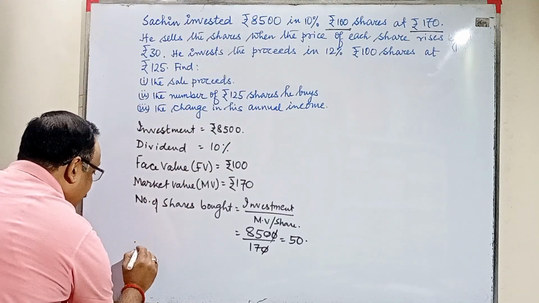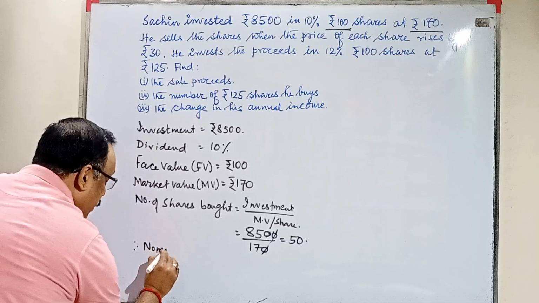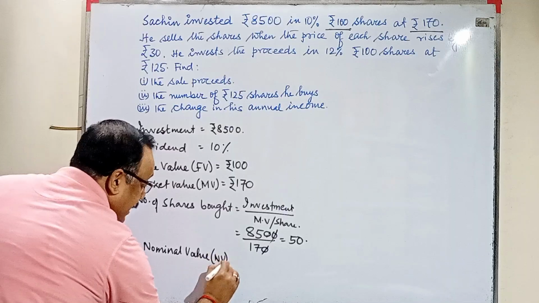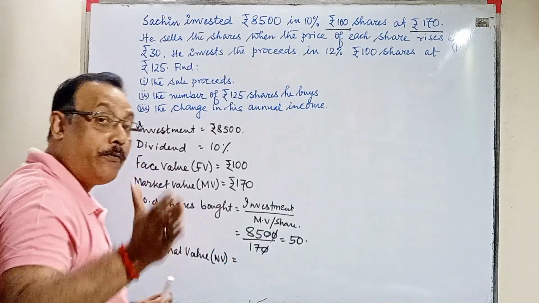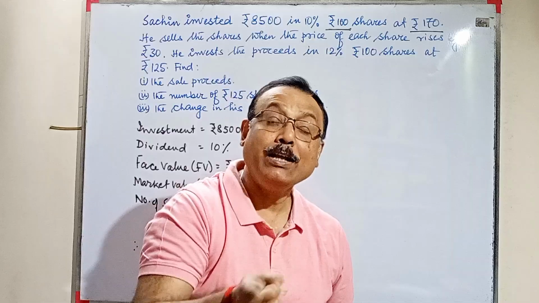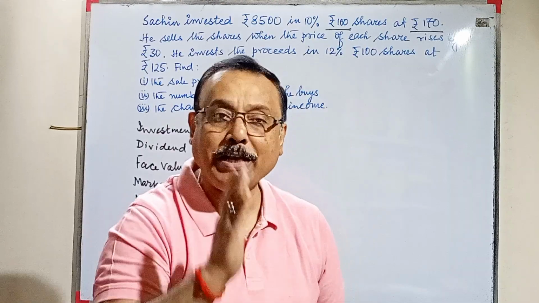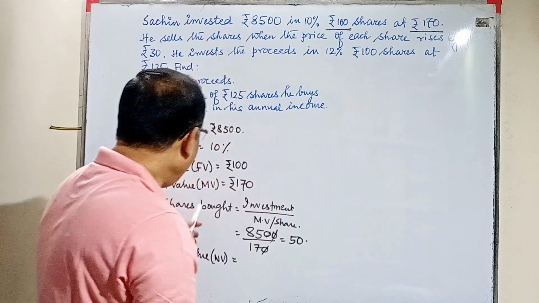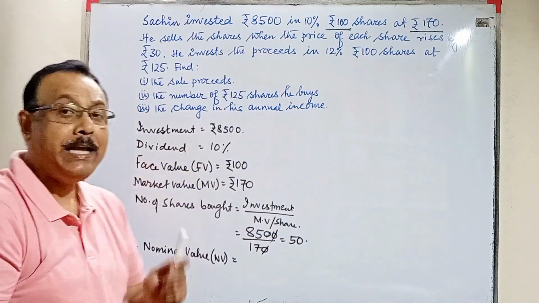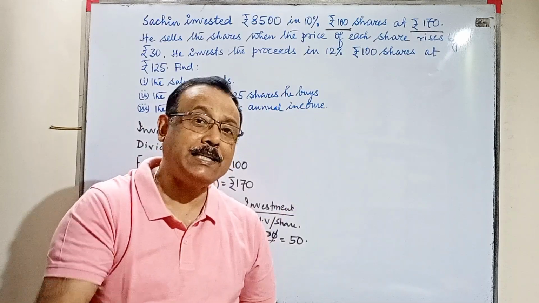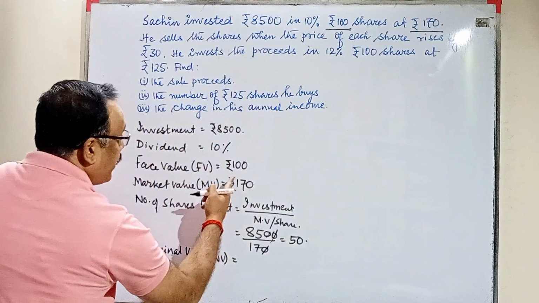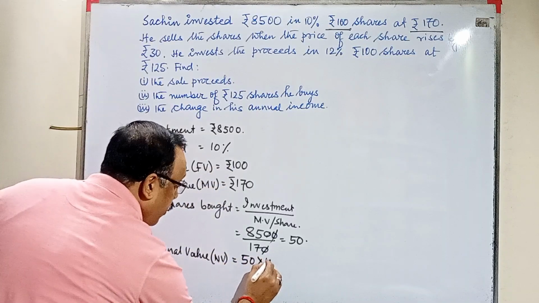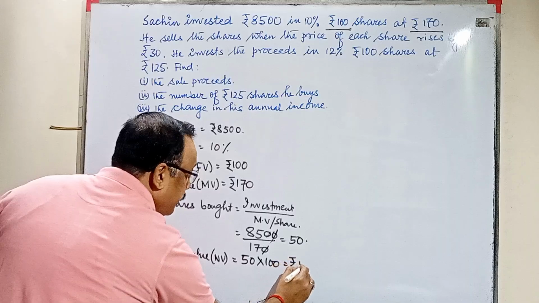So what will be the nominal value? What is nominal value? Nominal value, NV, is the total price of all the shares bought at face value. Face value is the cost of one share, the original price, that is the company's price. And nominal value is the total price of all the shares at face value. So I bought 50 shares and the face value is 100. So this will be 50 into 100, that is rupees 5,000.